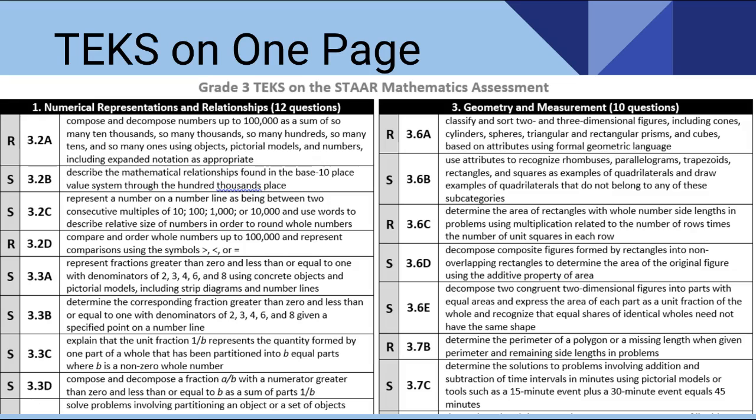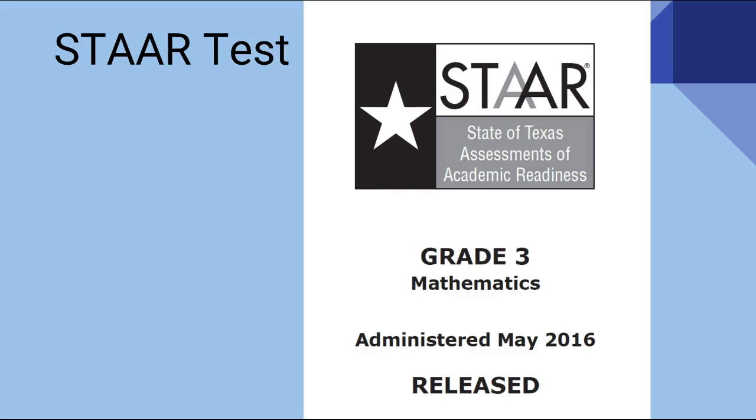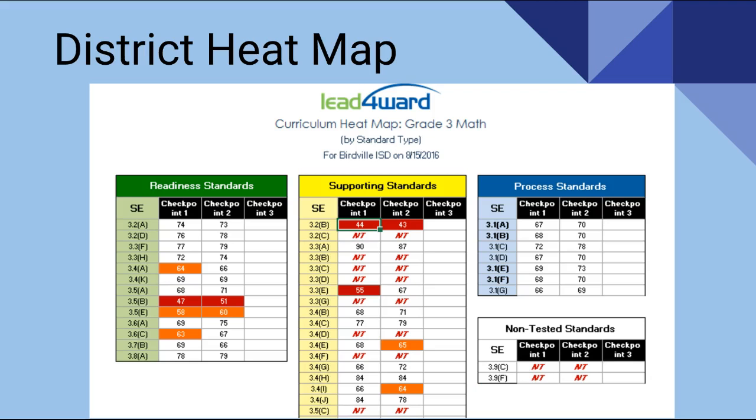A couple of things to make sure that you have: either the scope and sequence or this document, which is basically a one-pager of all the TEKS for Grade 3. You also should have the Grade 3 STAAR test.